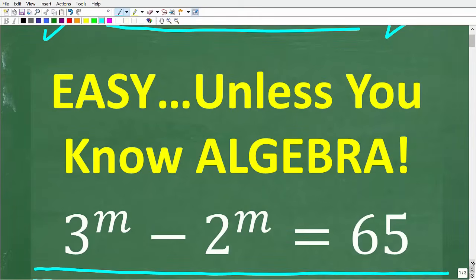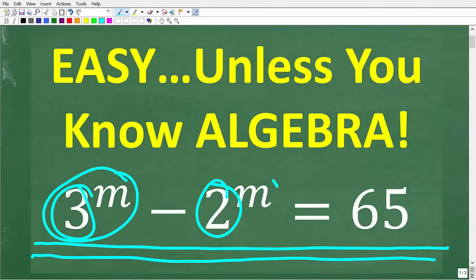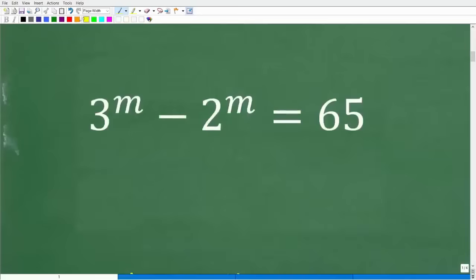Okay, so what do we have here? Well, we have an exponential equation with two bases. So we have 3 to the m power minus 2 to the m power is equal to 65, and we're trying to solve this equation for m. All right, so what is the answer to this equation? Well, let me go ahead and just tell you, m is equal to 4.